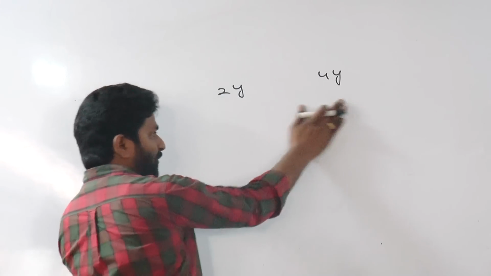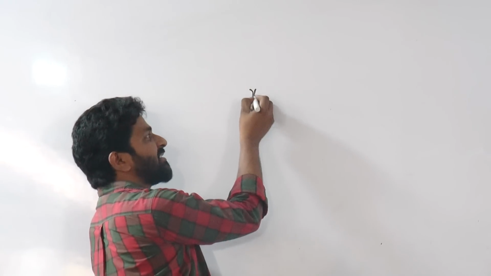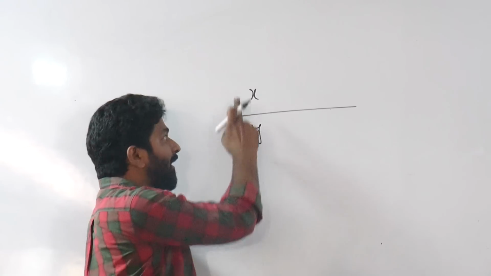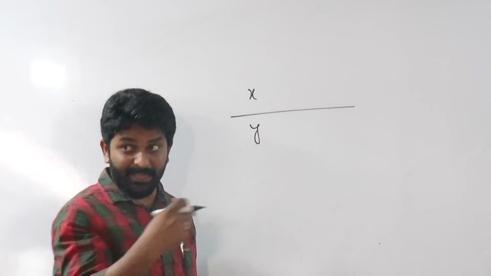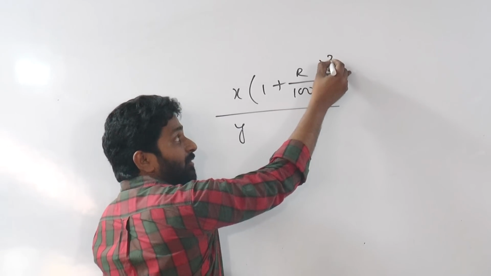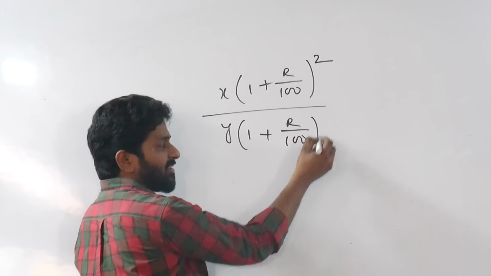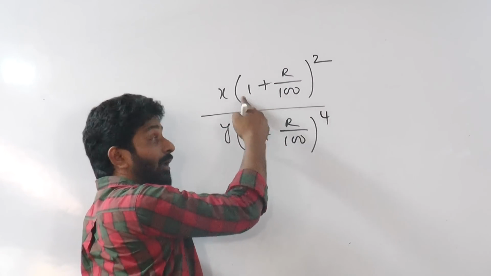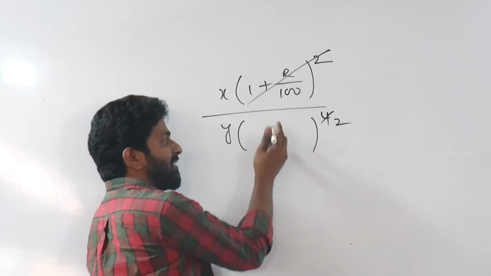Otherwise you need to verify it. Let's say the first one's principal is X, the second one's principal is Y, and X is more than Y. Amount received after 2 years at the rate of 20% per annum is P into 1 plus R by 100 to the power of N. For the first, 2 years; for the second, 4 years. What is the rate of interest? 20 by 100, 1 by 5. 1 plus 1 by 5 is 6 by 5.